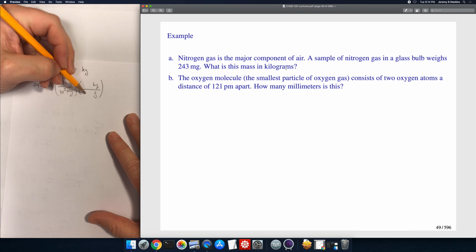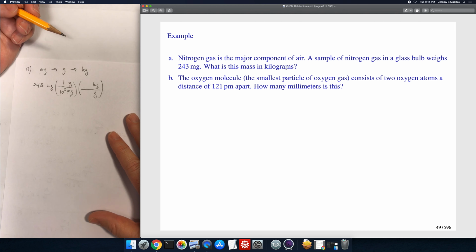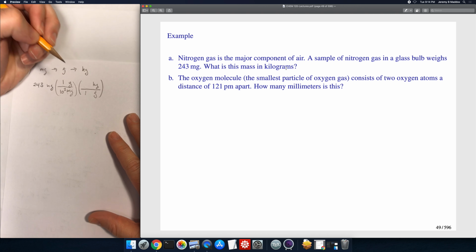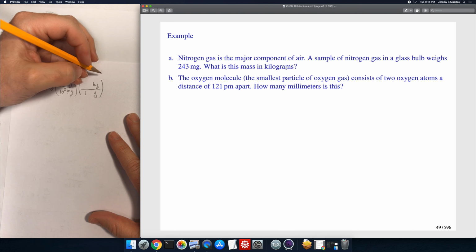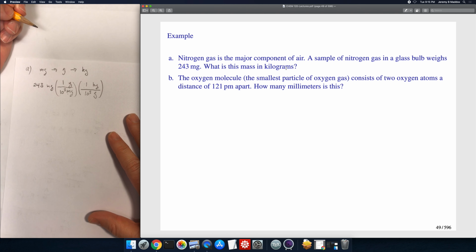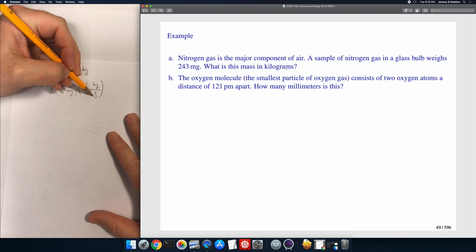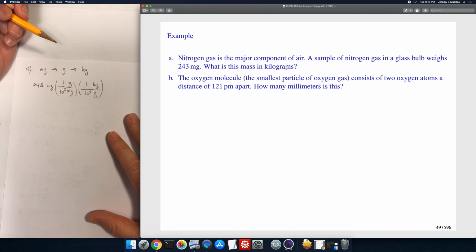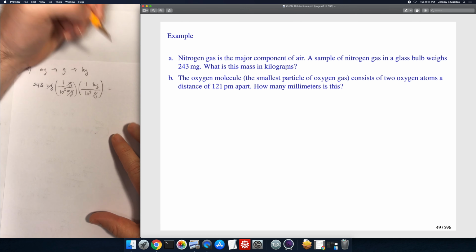Now we want to ask ourselves, what numbers do we want to put here? Well, we know that kilo is much larger than a gram. Actually, I should do it the other way. I'll put 1 kilogram here and 10 to the 3rd grams there, right? You need 1,000 grams in a given kilogram. Now we see that the milligrams will cancel and the grams will cancel, and we'll be left with kilograms.